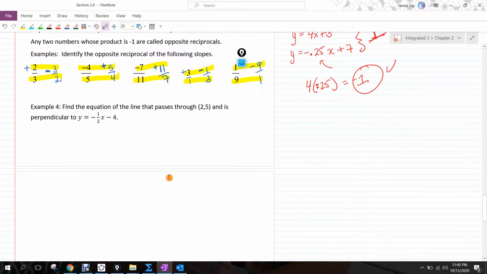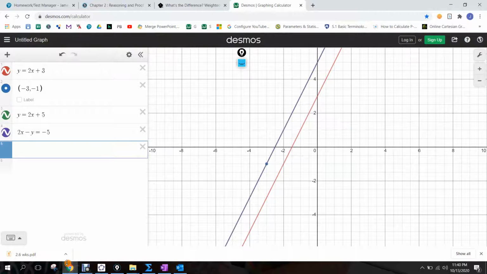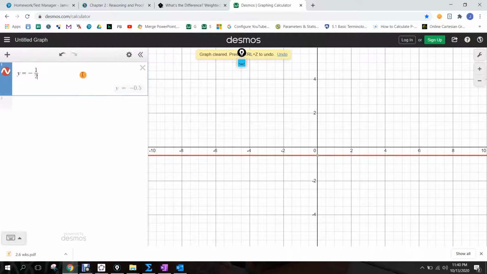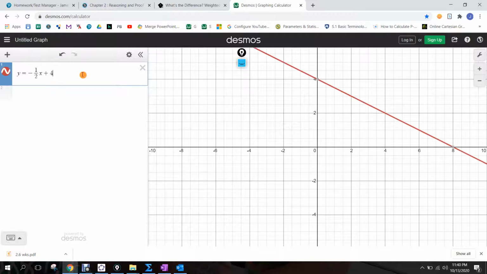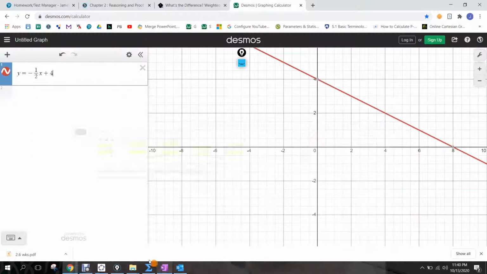So let's do this example here. It says find the equation of the line that passes through (2, 5) and is perpendicular to y equals negative 1/2 x minus 4. So again, all I want to do is come here and type in y equals negative 1/2 x plus 4. Just want to make sure that's the correct equation. Negative 1/2 x minus 4.